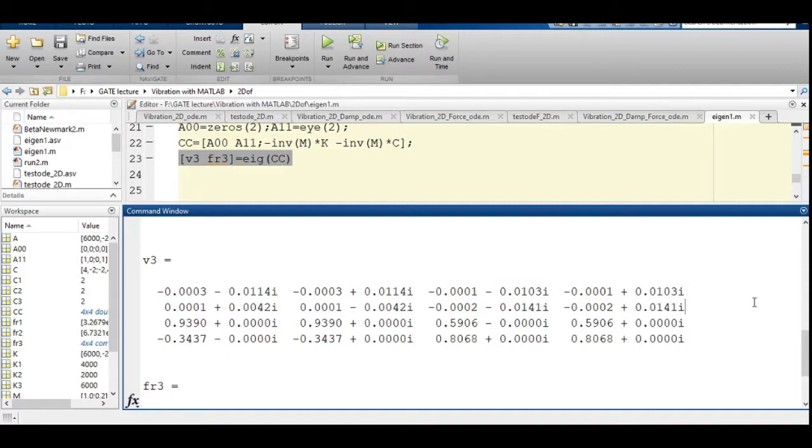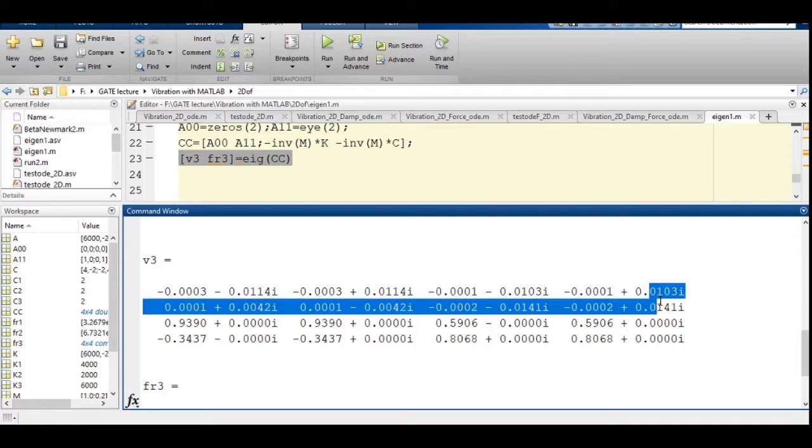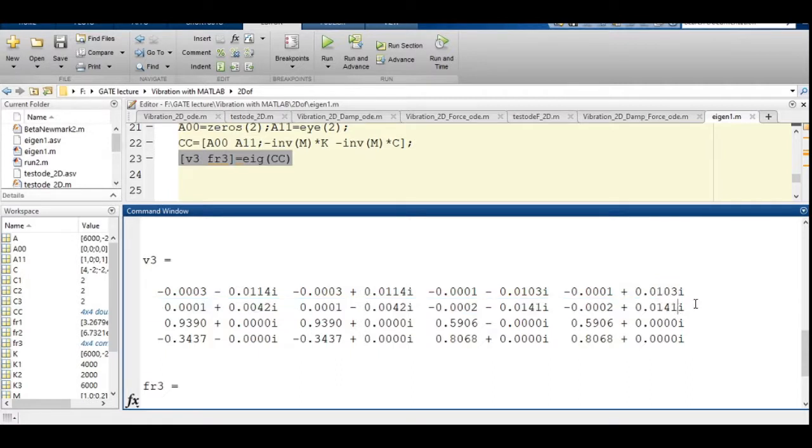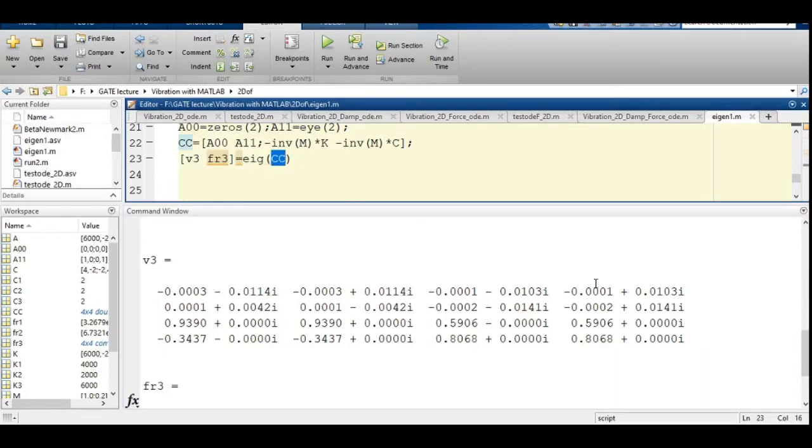So if someone is interested to find the ratio of the two amplitudes, he can take these two values, 0.103 and 0.0141. It will give you the ratio of the displacement corresponding to the first mode shape. Please remember, here also we are giving the coefficient matrix as input. So this is corresponding to the first mode shape. Here also we have the same thing, but in complex conjugate form. This is corresponding to the second mode shape. Either you take the ratio of the real part or the imaginary part, you will get the same value.